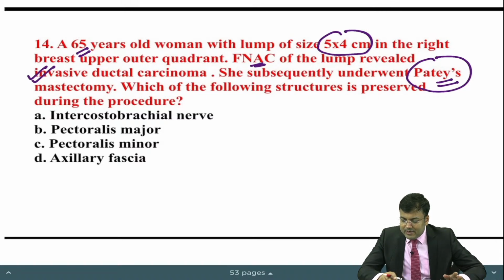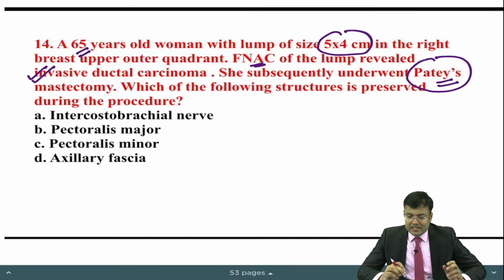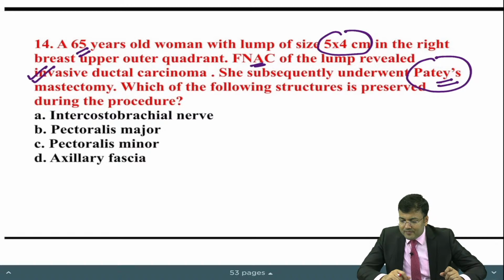For the previous one, everybody was correct, papillary carcinoma. Now for this question, I am waiting for your answer. It is intercostobrachial nerve, pectoralis major, pectoralis minor, axillary fascia. Yes, Saptarshi is very good. Yogesh Verma, you are correct. Siddhi Chavan, you are also correct. Saptarshi Das correct. Umesh Nandan is also correct. Sushruta, Suresh is also correct.